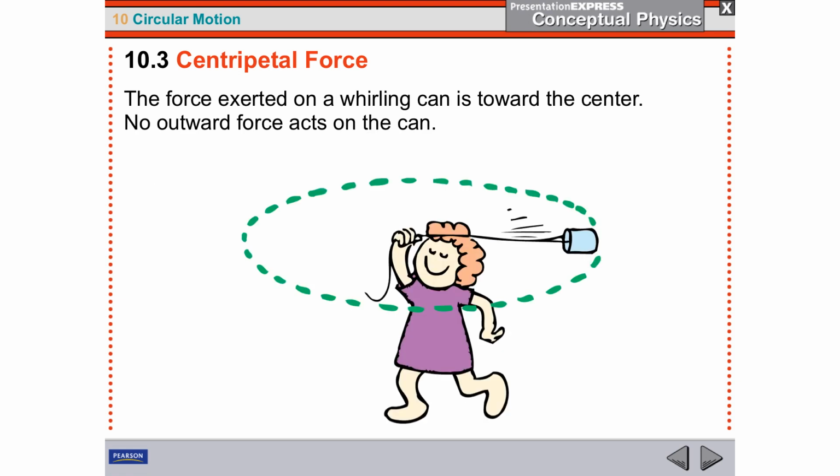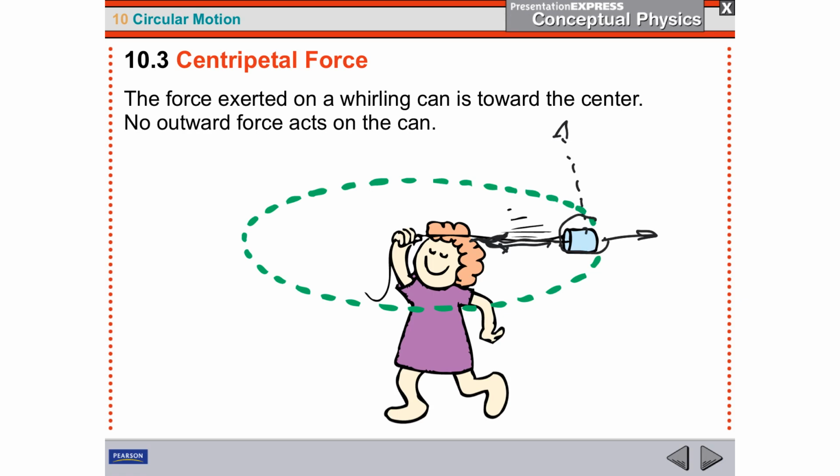Again, the can seems to want to go this way, but actually the force is acting towards this side. Without the centripetal force, the can would go in a straight line in whatever direction it happens to go at the second. If you were to let go of the string, the can would not travel in a circle anymore. It would travel in a straight line because objects always travel in a straight line with whatever velocity they've got. So it's the force that's forcing it into a circle.